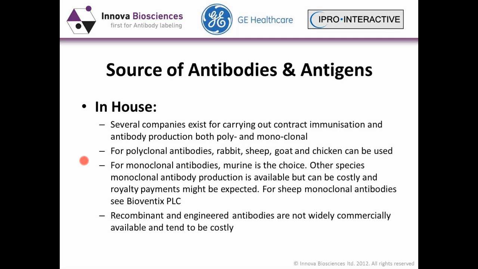For monoclonal antibodies, murine or mouse antibodies are the first choice because they've been in existence for over 30 years, well-established technology. But there are other species antibodies like rabbit monoclonals that can be obtained from Abcam, a company based here in Britain. There's another company that produces sheep monoclonal antibodies, Bioventix, also in Britain.